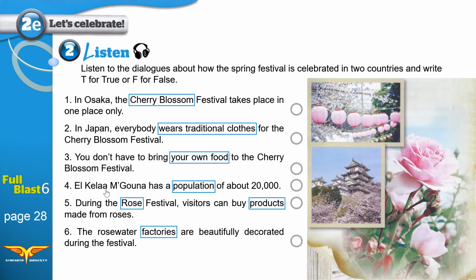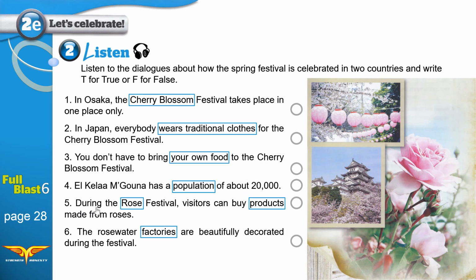We'll see. 4. El Kilamaguna has a population of about 20,000. Population means people who live there. If you count the people who live in El Kilamaguna, which is the name of a small city, is it true that the number of people who live there is almost 20,000?